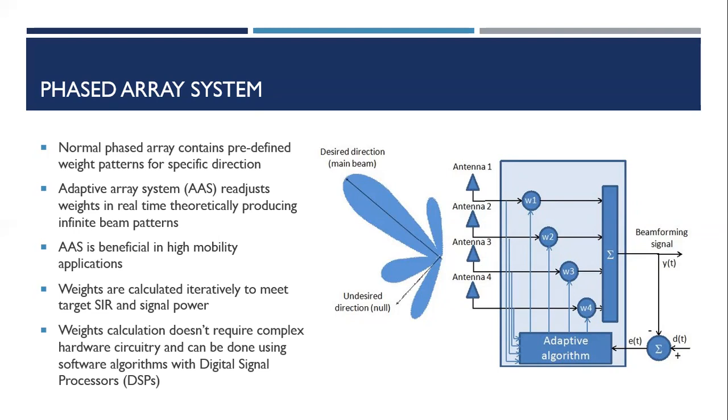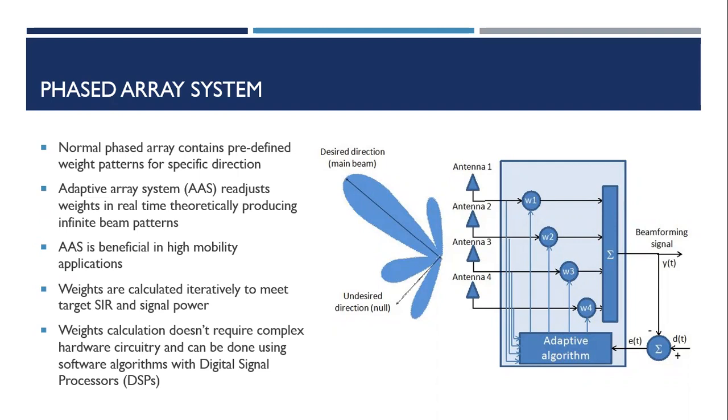In an adaptive array system, the weights are calculated iteratively to meet a target SIR and the signal power, in order to improve the power efficiency and also reduce the interference. Weight calculation does not require complex hardware circuitry and can easily be done using advanced software-based digital signal processor algorithms. On the right, you see the graphical representation of the phase of the array system.